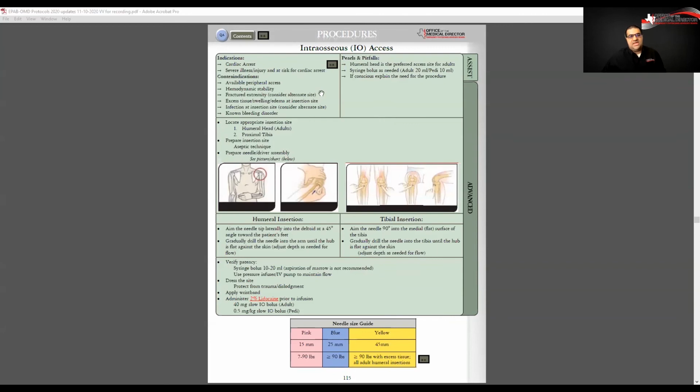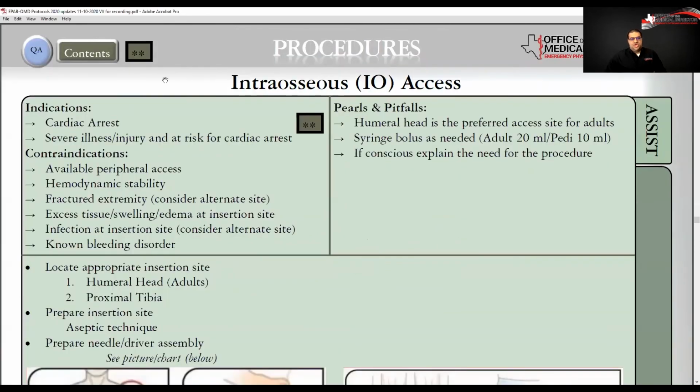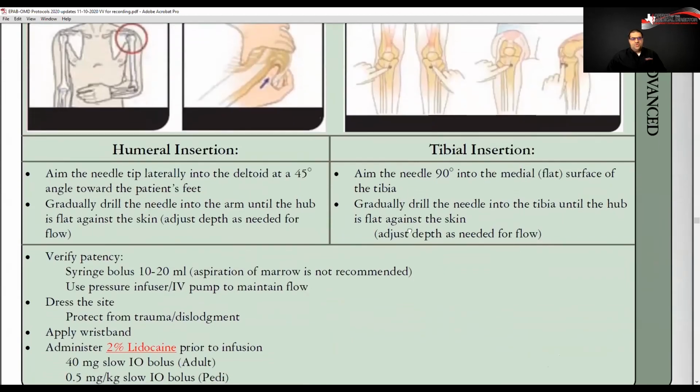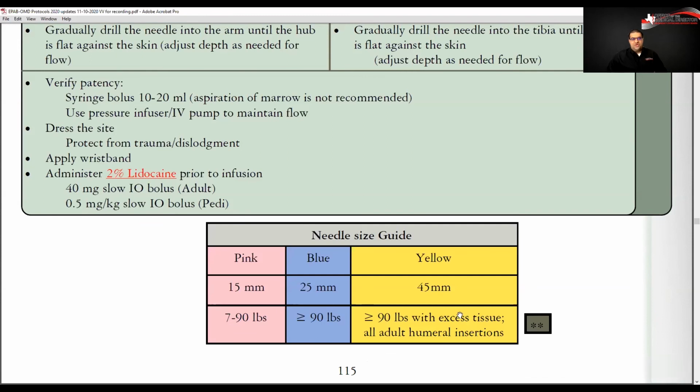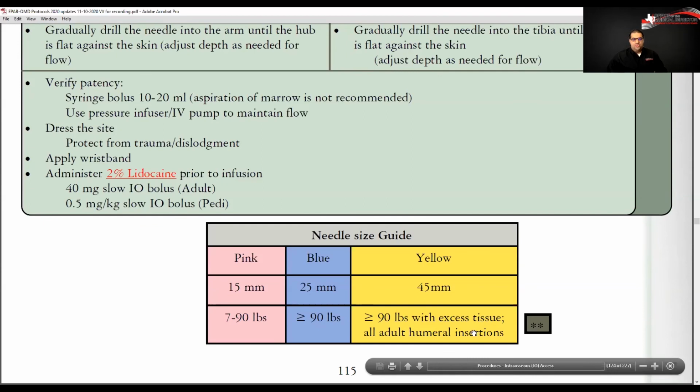For our intraosseous access, the real big changes here. One, we added in the indication of really severe illness or injury at risk for cardiac arrest. Again, this is more of a formality as this was already in practice. And then lastly, this push towards using the humeral insertion as the primary method and primary site for intraosseous access, as well as defaulting to that yellow needle for that humeral insertion. So again, if you have a patient over 90 pounds with excess tissue, or anybody that you're doing a humeral insertion on, you should go ahead and use that yellow needle.